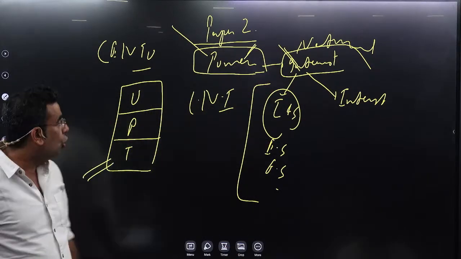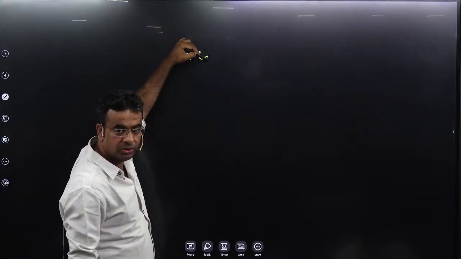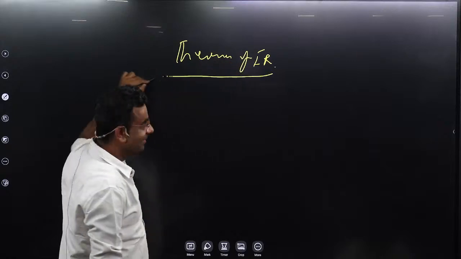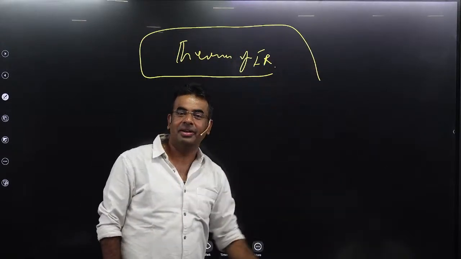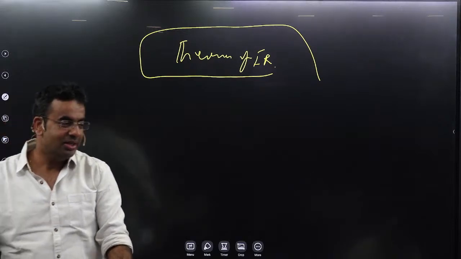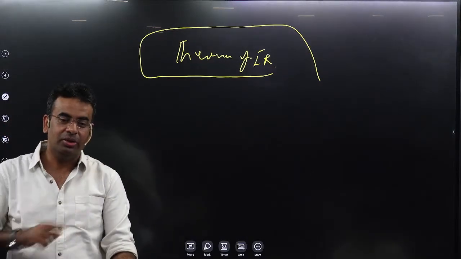Okay? So all the theories in IR. Which chapter in paper 2 is theories of IR? Yes, we have read the syllabus, we have revised the syllabus, but we do not know the chapters of our syllabus. Which chapter of your paper 2 is the theories of IR?